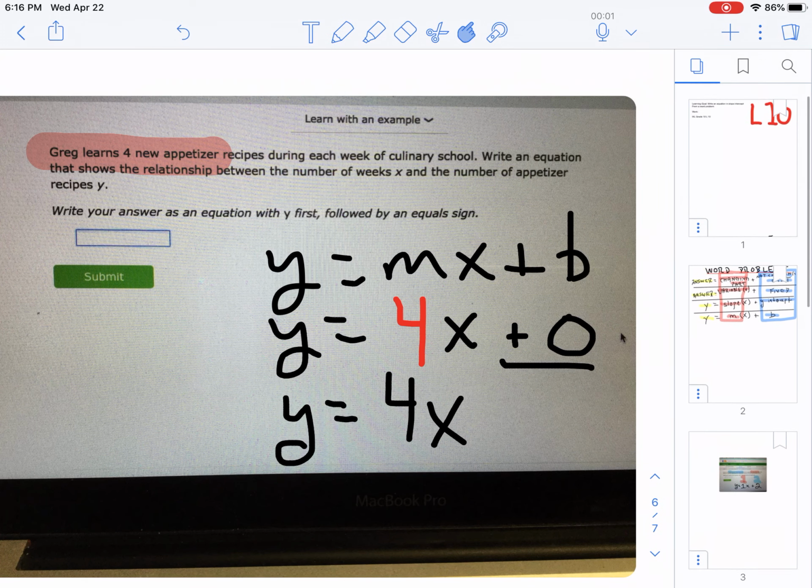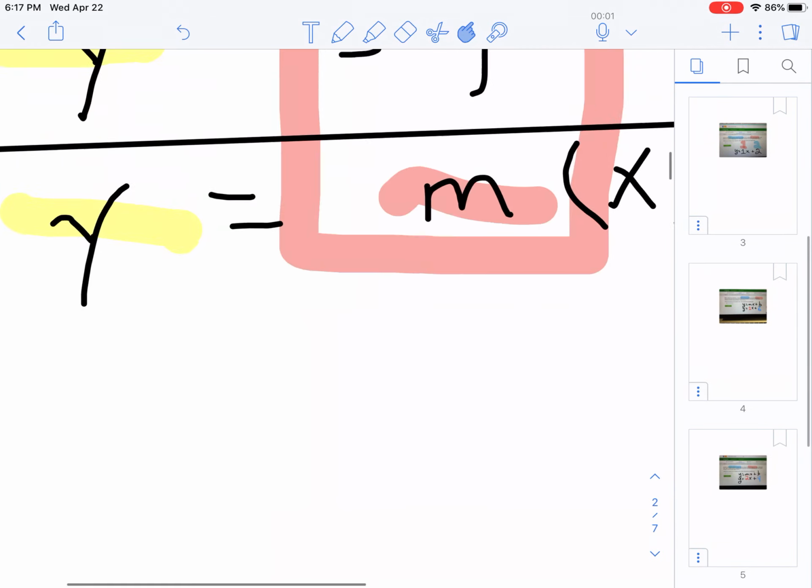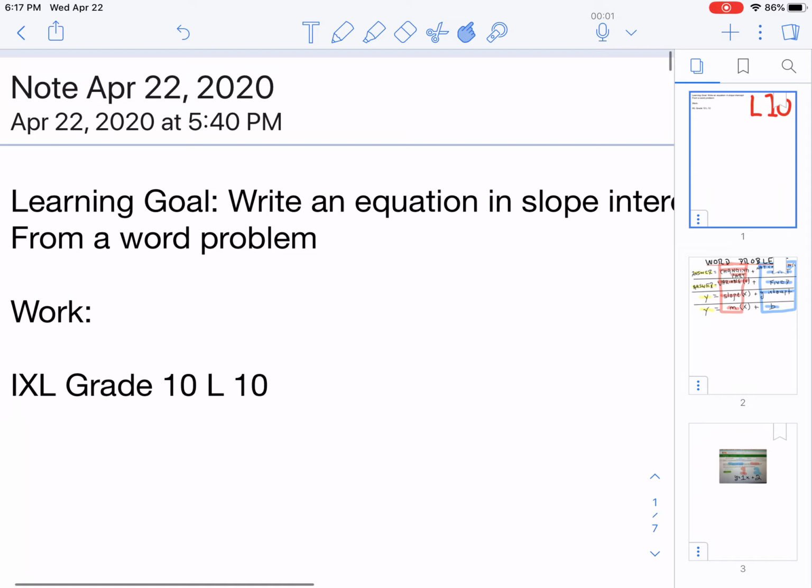Okay, so your work for today is in IXL, grade 10, L10.